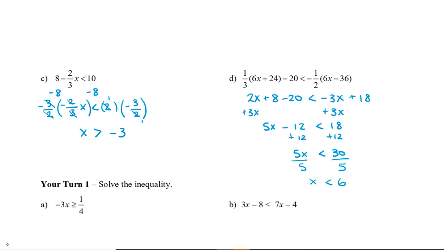So nowhere down the road have I divided or multiplied both sides by a negative number. So therefore, I never had to change the inequality symbol, so it stayed as less than all the way. And that's how you solve inequalities when you need to multiply or divide.